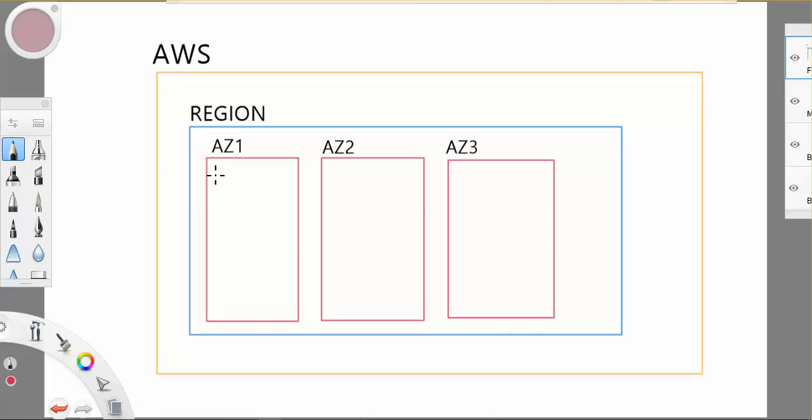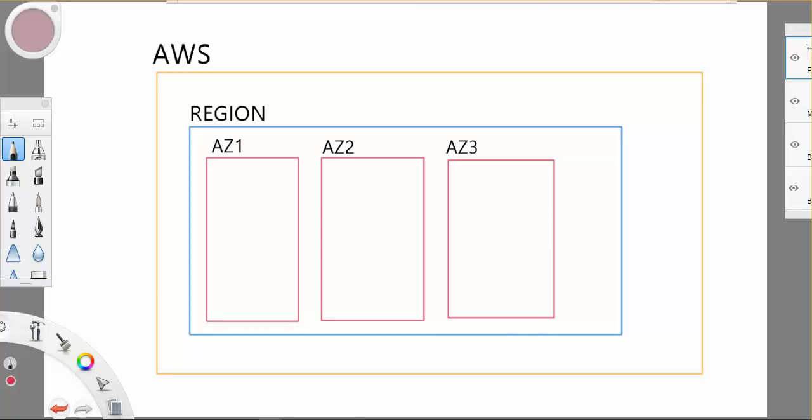So if availability zone 1 were to go down, availability zone 2 and 3 would still be up and running. But that's the main idea of the reason why AWS created availability zones, so that if there was any failure within an availability zone, that failure doesn't spread to the other availability zones within that region.